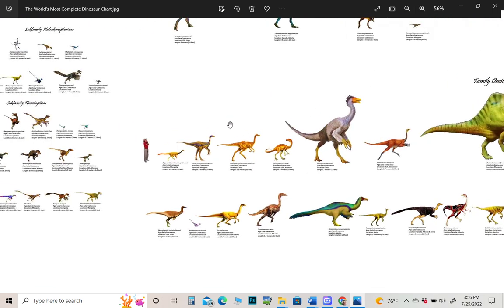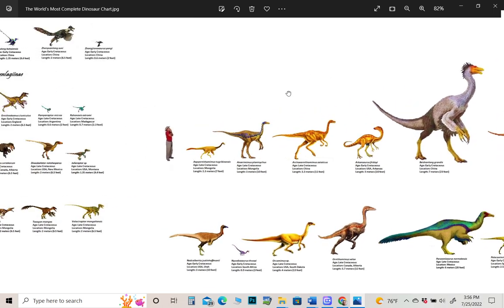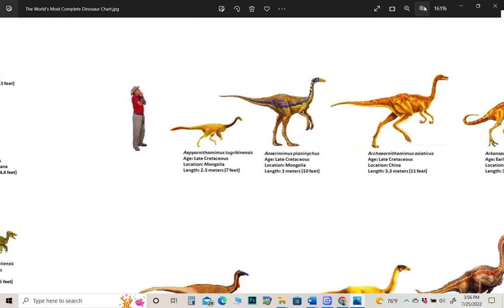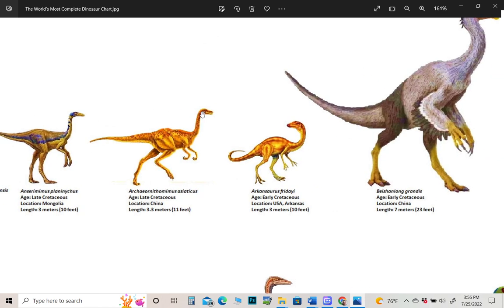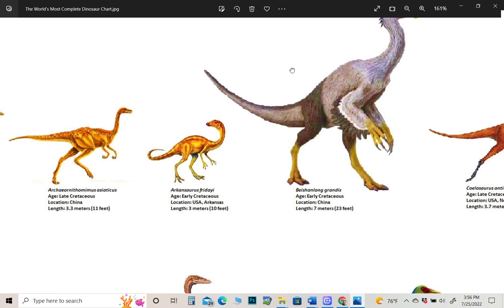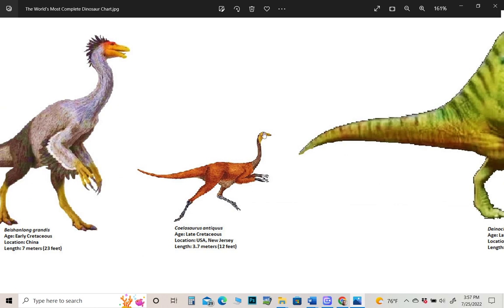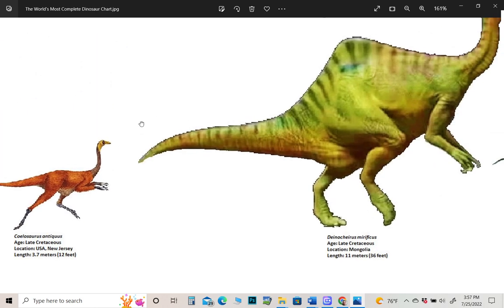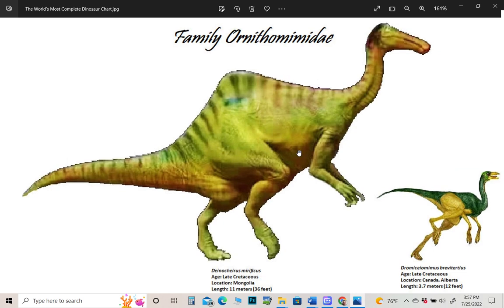And the Ornithomimasaurs, which includes the proper ornithomimids as well as the Deinocheirids. Here we go. Ornithomimus, Ansseromimus, Archaeornithomimus, Arkansaurus, Beishanlong, which is a Deinocheirid, one of three. Silvasaurus, Deinocheirus itself. That must have been kind of cool to see.